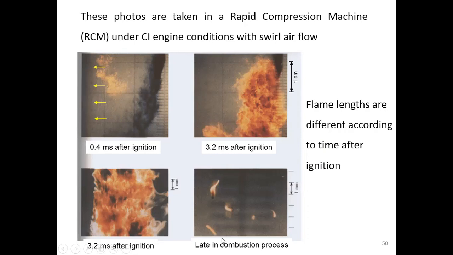And then later in the combustion process, it's a very, very short flame length here. So this happens in the CI engine due to the combustion phenomena that we just mentioned. You can see different flame lengths happening in the combustion chamber. Okay, so it differs from the SI engine, where we have a uniformly distributed flame.